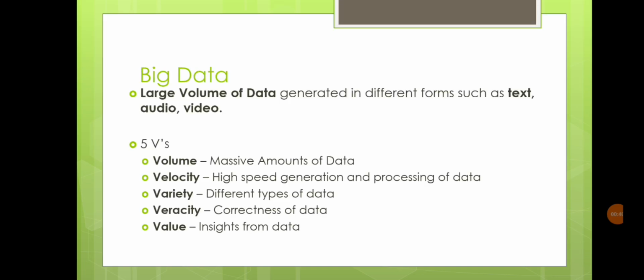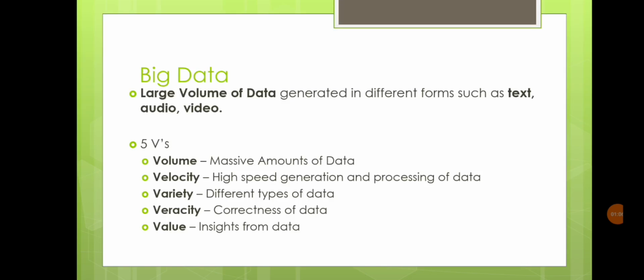Big data. The evolution of data generation is often described through the 5 V's of big data. It is volume, velocity, variety, veracity, and value. These dimensions highlight the challenges and opportunities associated with managing and utilizing large-scale data in various forms.